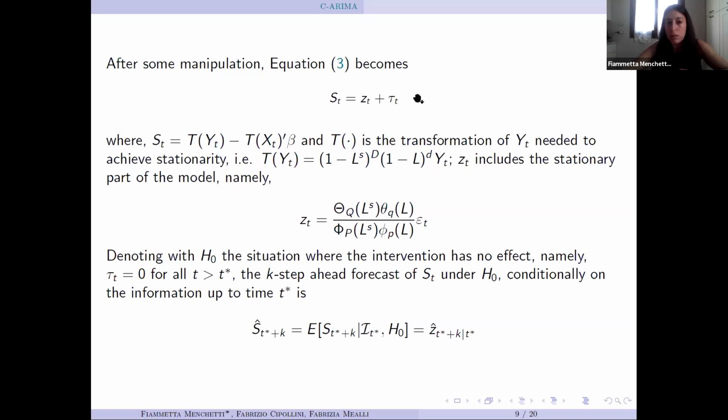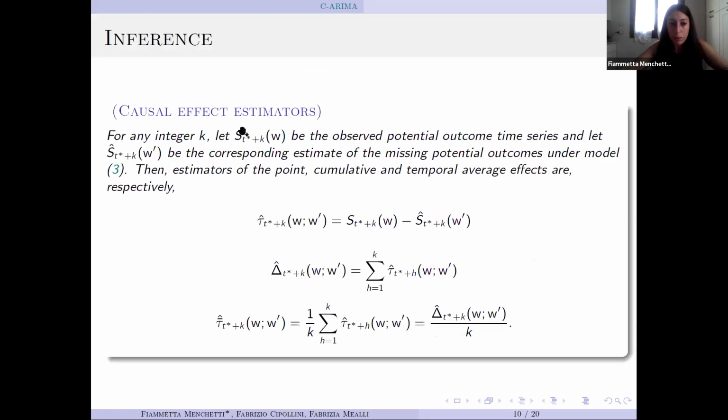Since tau is 0, this will be equal to the expectation of ZT, the expectation of the stationary part of the model. And the important thing to stress here is that hat ST plus K is the closest approximation we can get to the counterfactual time series in the absence of the intervention, because this is the expected value of our potential outcome time series under the null hypothesis that the intervention has no effect. So every estimator will be based on this quantity, as you can see from this slide.